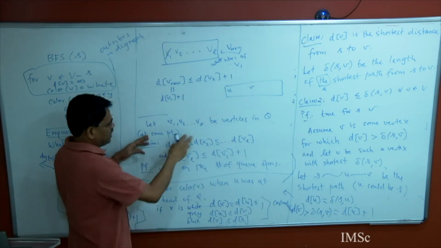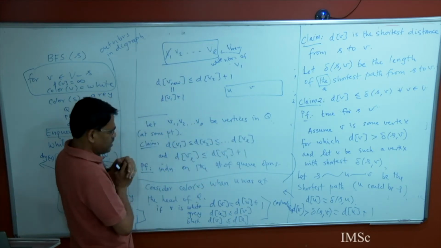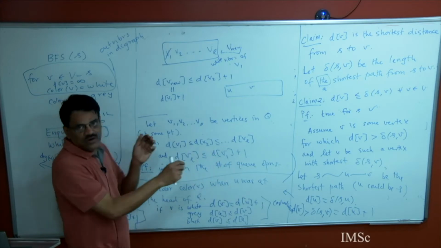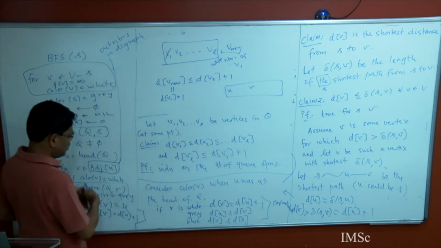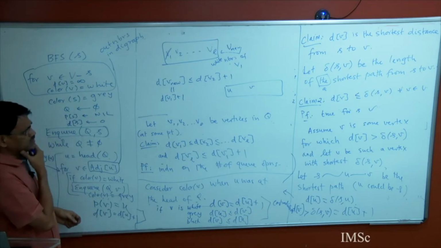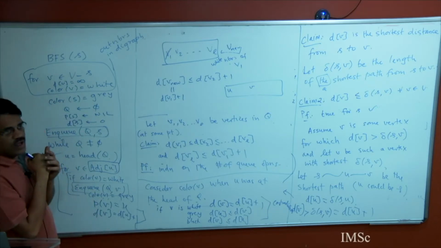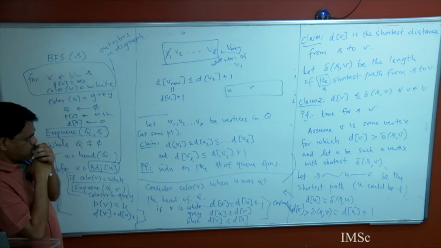So this is important, that there are only two levels sitting here. This is intuitive, but this is just a formal proof to show that actually the d values it gets are shortest paths.